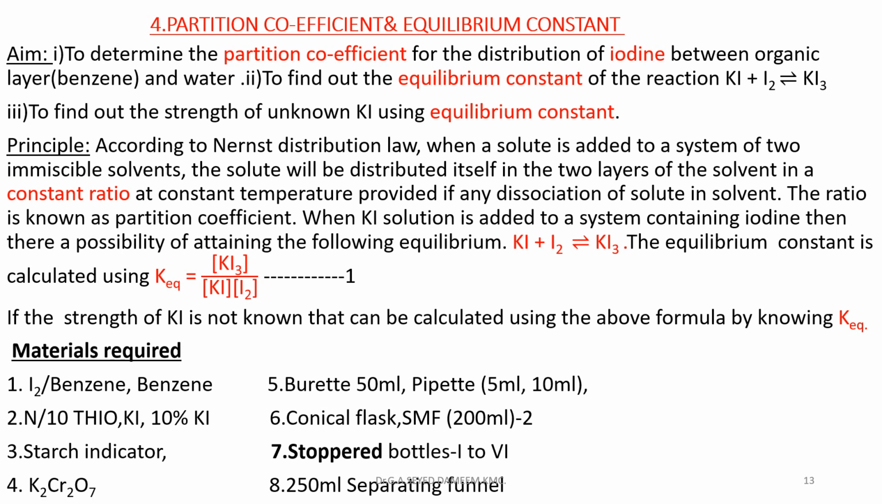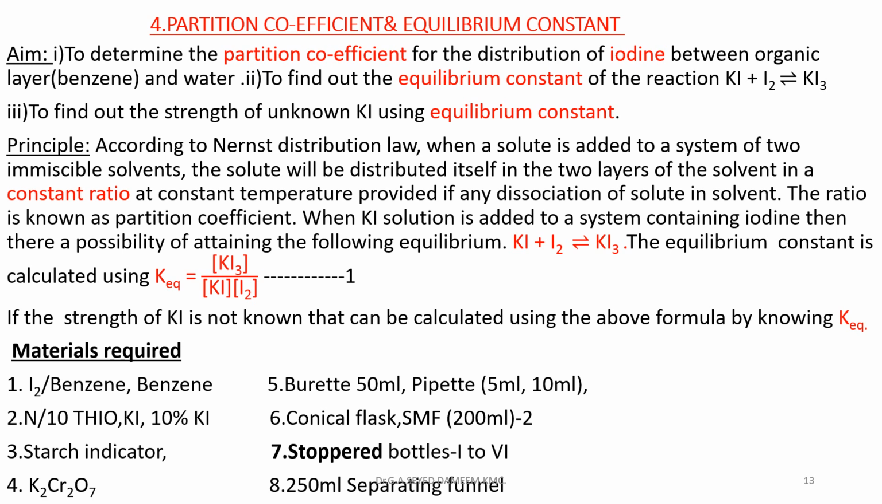When KI solution is added to a system containing iodine, there is a possibility of attaining the following equilibrium: KI + I2 ⇌ KI3. At equilibrium, the equilibrium constant is given by the concentration of KI3 divided by the concentration of KI and the concentration of I2. By determining all these concentrations at equilibrium, we can simply calculate the equilibrium constant. And if the strength of KI is not known, it can be calculated using the above formula by knowing the equilibrium constant.